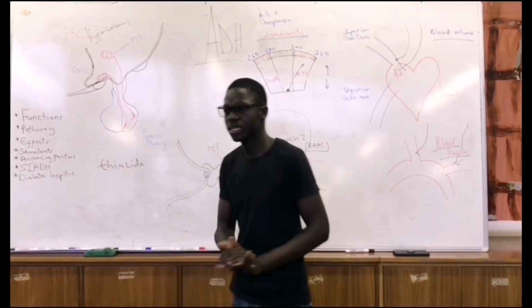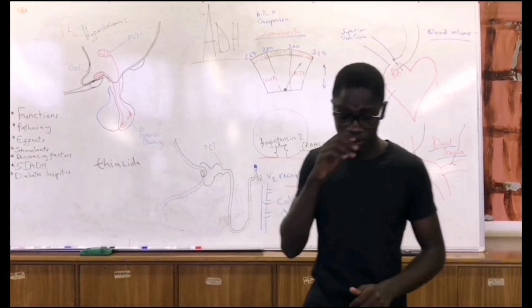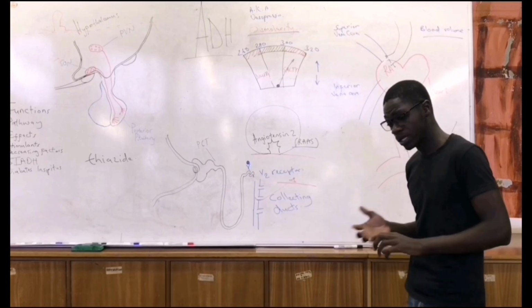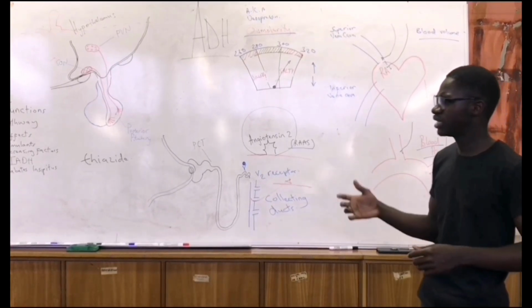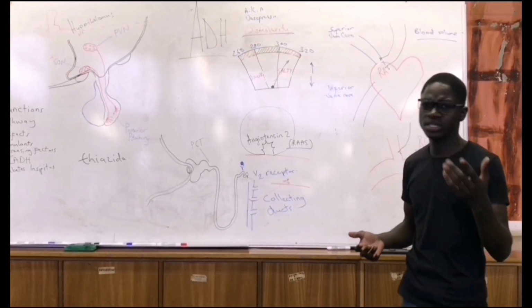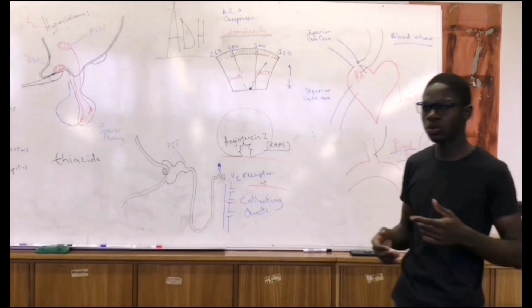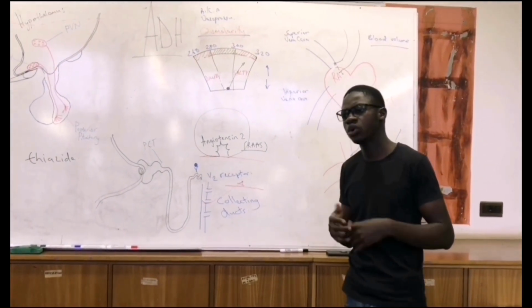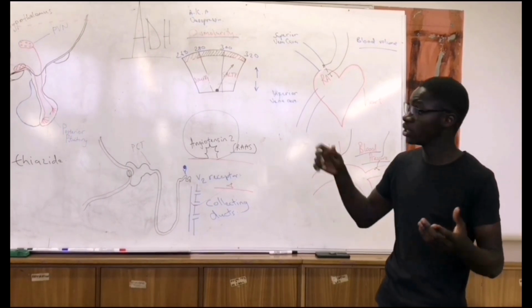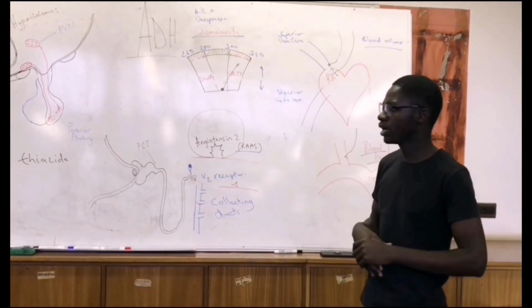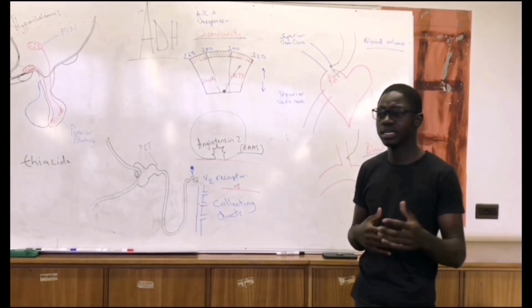Now, among the factors which decrease its secretion, alcohol decreases the secretion of ADH. That's why most alcoholics usually urinate a lot. This is because of inhibition of ADH. That's about it in a nutshell.